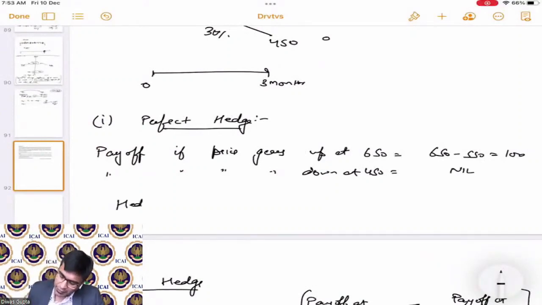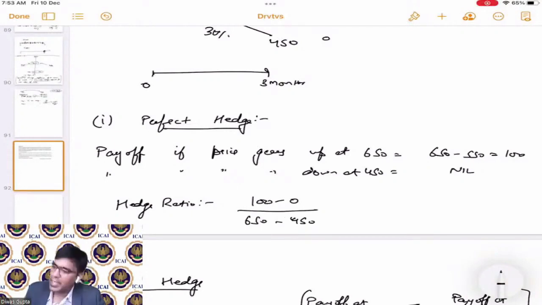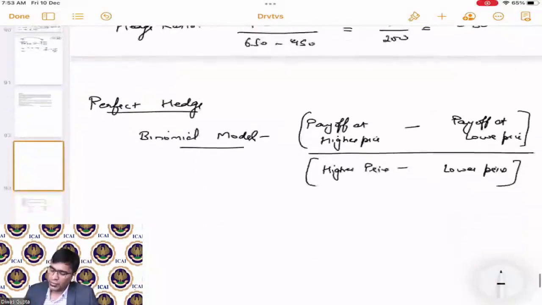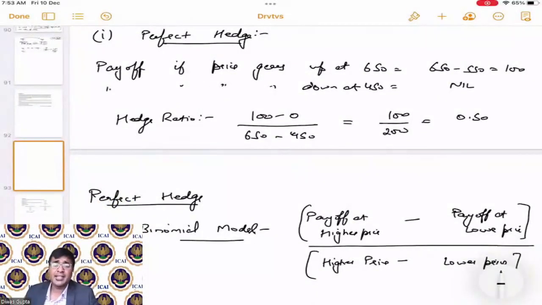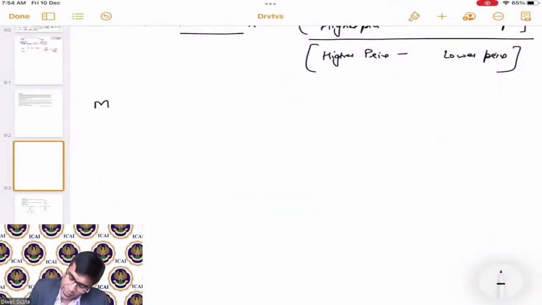So the hedge ratio will be, I will tell you what is the hedge ratio, okay? What is the meaning of hedge ratio? First of all, let's calculate the hedge ratio. 100 minus 0 divided by 650 minus 450, higher price minus lower price, correct? So this will be 100 divided by 200, which is equal to 0.50. Now, students, if you see, we are saying that hedge ratio is 0.5. Now, what does this mean? Meaning of hedge ratio.